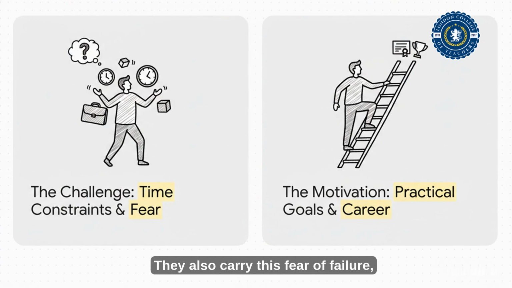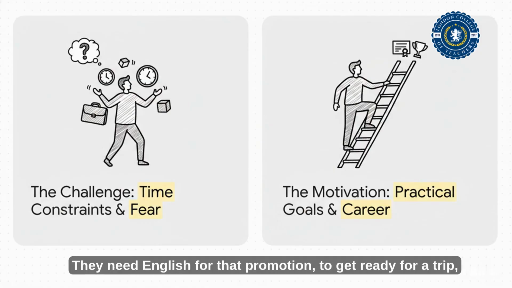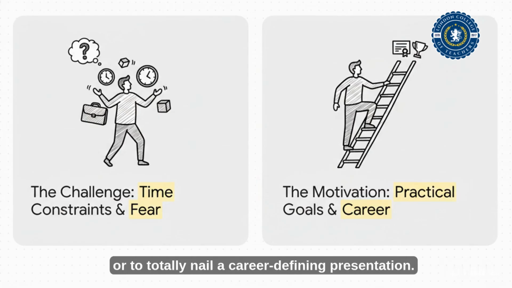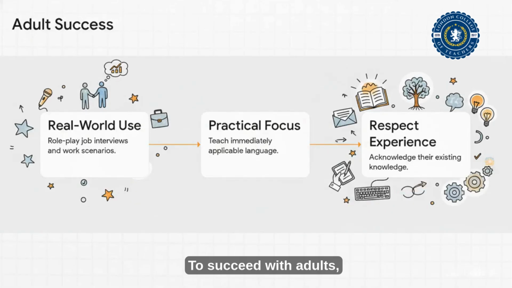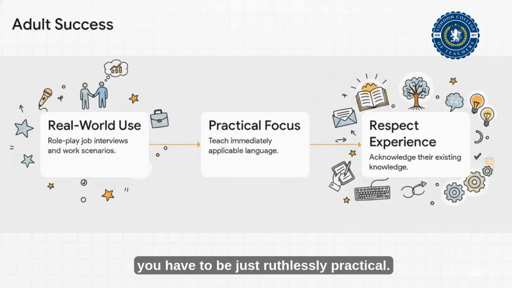They also carry this fear of failure, of looking silly, the kids just don't have. But their motivation? It's like a laser beam. They have a specific, real-world goal. They need English for that promotion, to get ready for a trip, or to totally nail a career-defining presentation. To succeed with adults, you have to be just ruthlessly practical.